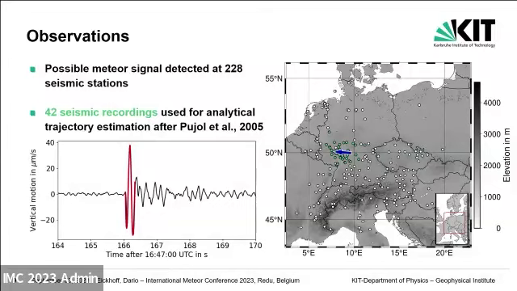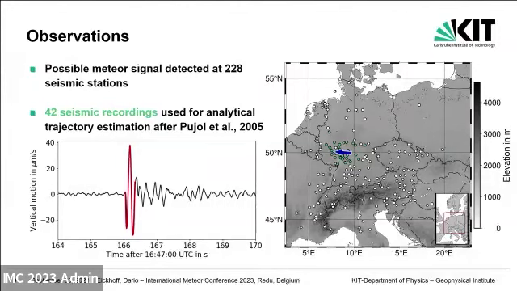Okay, we had some signal at 228 stations, but unfortunately we had to reduce the usable amount of stations to only 42, which is really sad actually. But we're going to improve on this method in the future, because the method we use right now is a little bit limited in many regards actually.